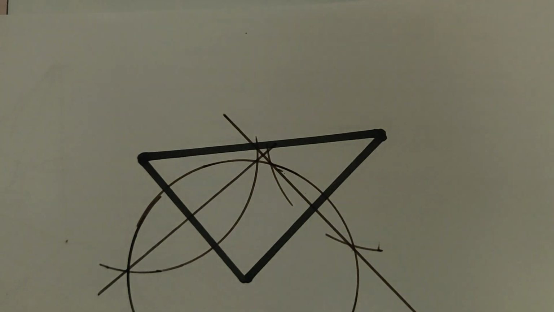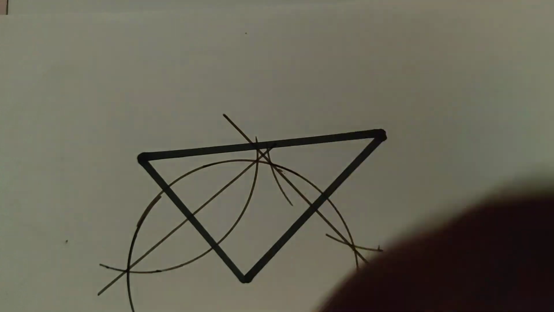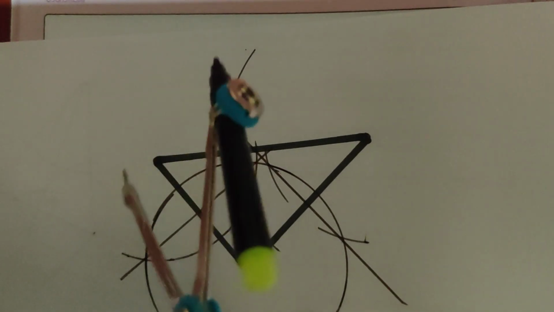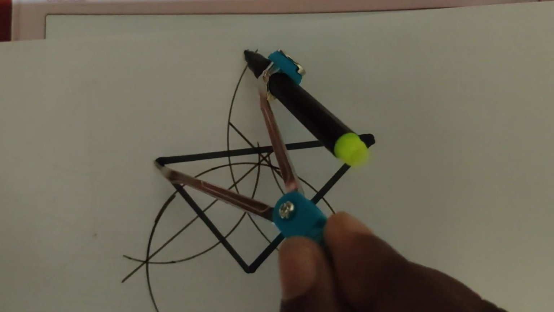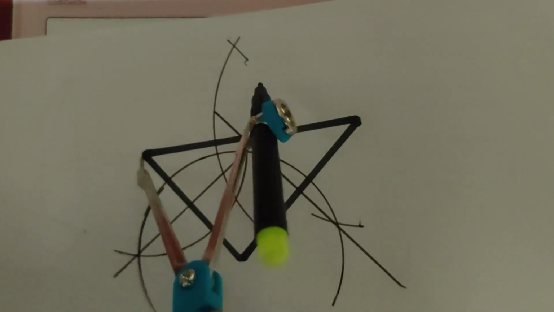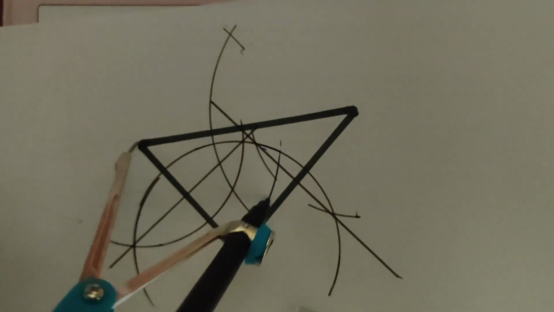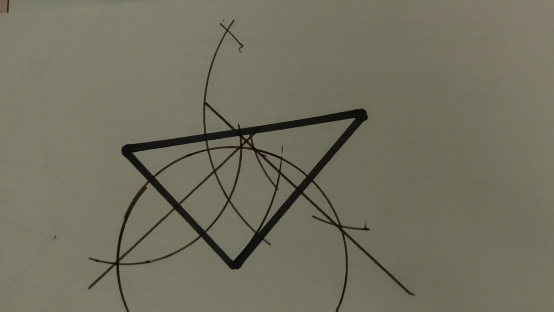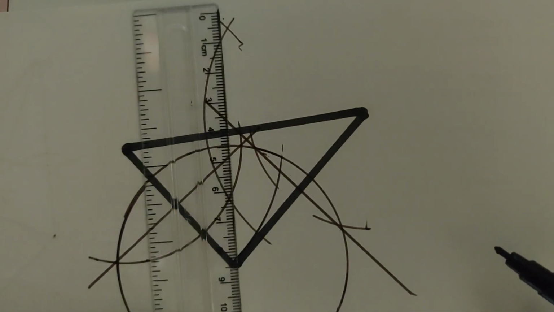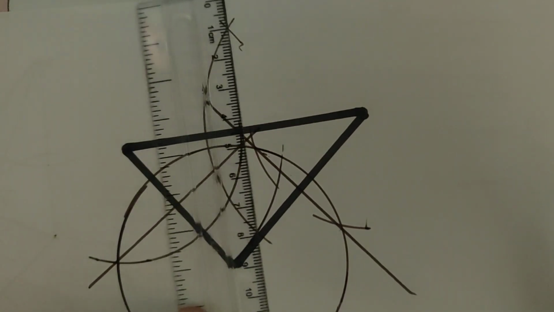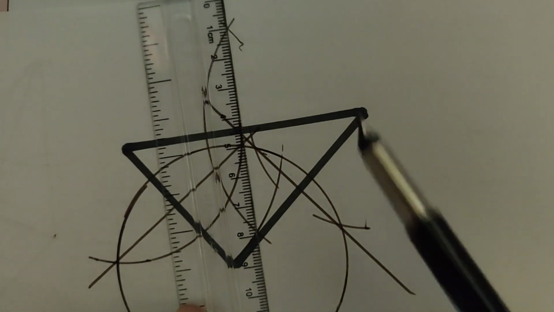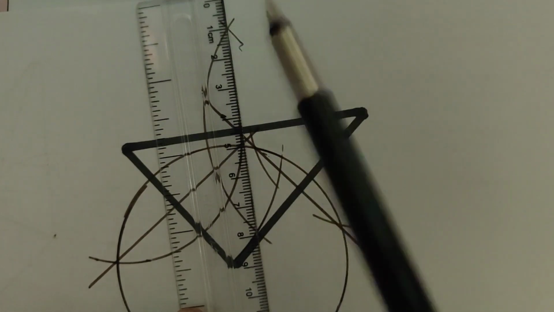And now the third side is remaining. We can construct the perpendicular bisector of the third side also. Now we get the first arc, and the second arc also, and the second intersecting point also. Now we can join these two points. Then what happened? We get the third angle bisector also. The third angle bisector is here.